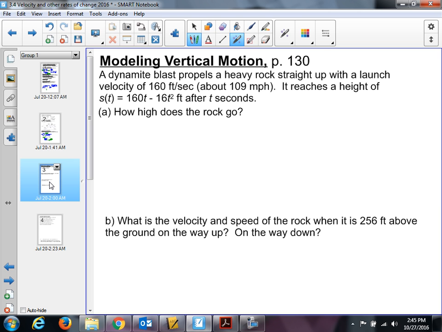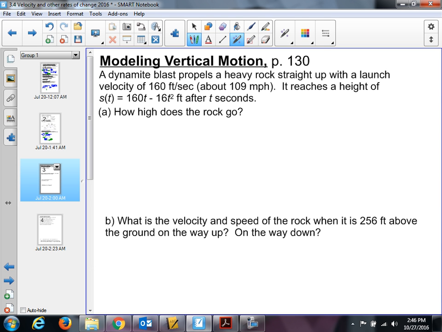Okay, let's try this here. Now, modeling vertical motion, straight up and down, that's vertical, right? Dynamite blast propels a heavy rock straight up with a launch velocity of, and this is in feet per second, 160 feet per second. We've got a function for this position. Like I said, often you'll be given the function, so you don't have to memorize 9.8 or 16 feet per second squared and stuff. After t seconds, how high does the rock go?